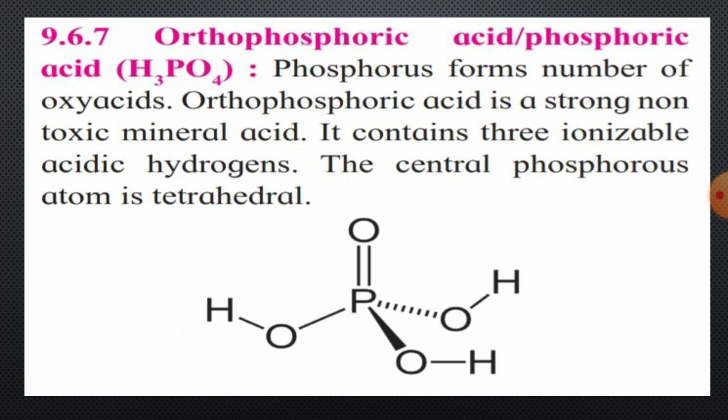This phosphorus forms a number of oxy acids and orthophosphoric acid is a strong, non-toxic mineral acid. It contains 3 ionizable acidic hydrogens, and the central phosphorus atom is tetrahedral. You see the structure: P double bond O, then O, then O, then O, and the three lower O's are linked to hydrogen. So this is the structure of orthophosphoric acid.